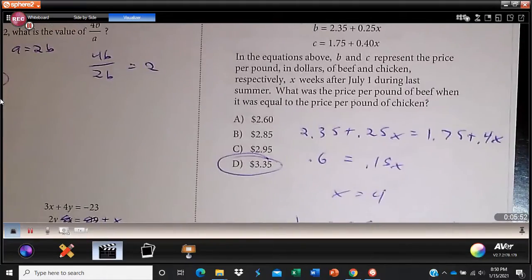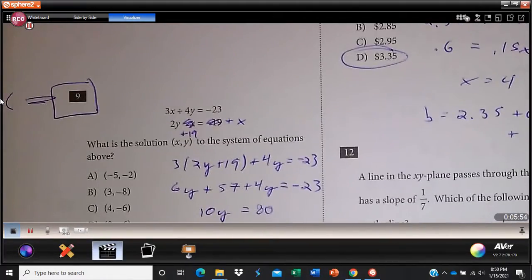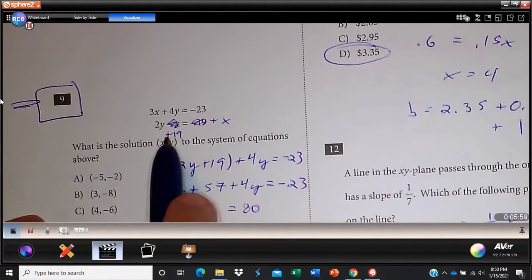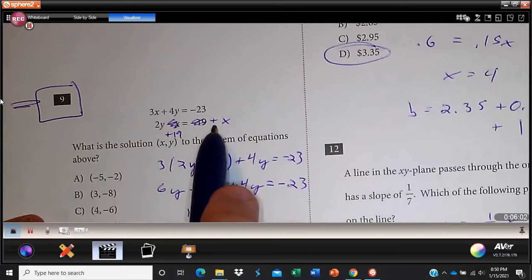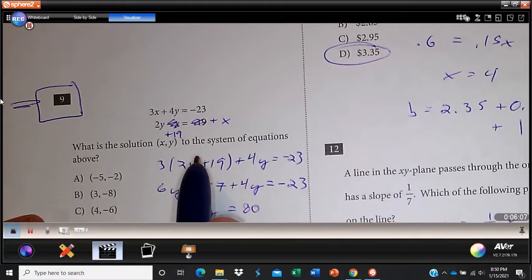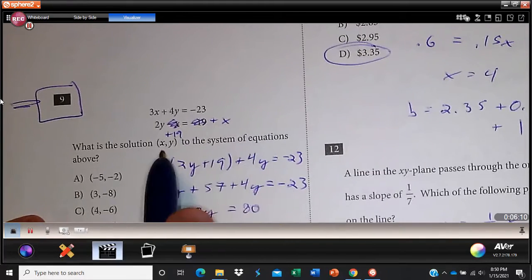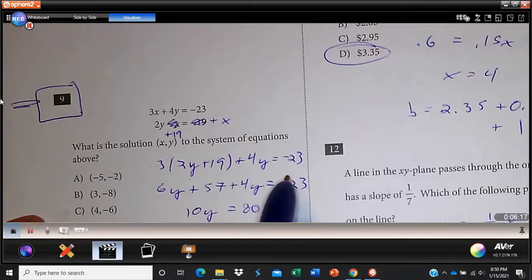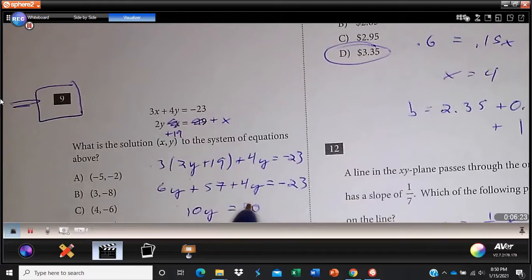And now I'm going to go back. Okay, so it looks like I had screwed up number 9 before, but I'm not too sure how I screwed this up. So 2y is equal to plus x. And then if we add, so 2y plus 19. So x is equal to 2y plus 19. 3 times 2y plus 19 plus 4y is 19. Okay, so 6y. So that's 10. So minus 57. So y.